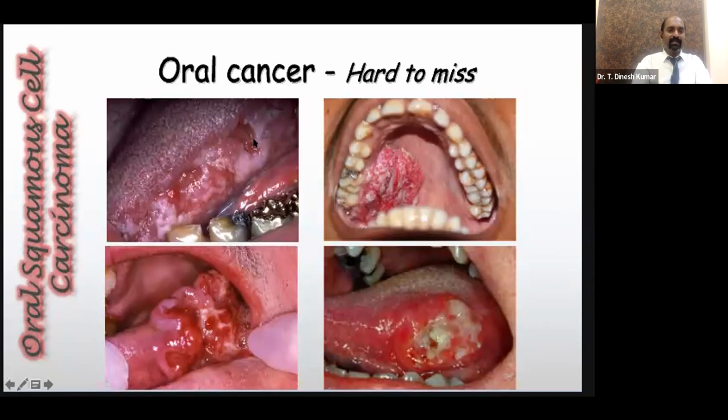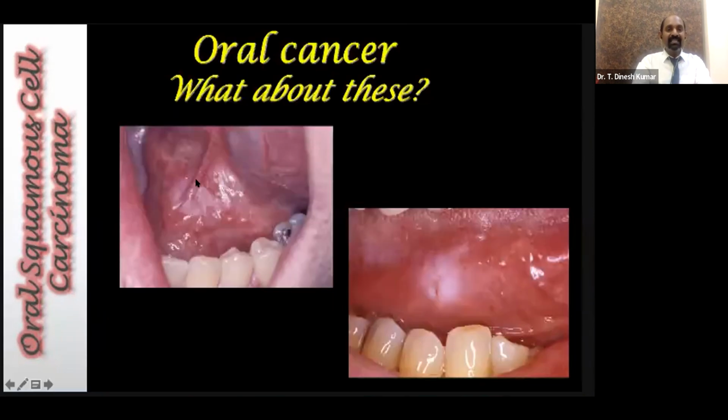Now these are some lesions which are very, very hard to miss. So these cannot be missed. If these are missed, then it's a blunder. But what about these lesions? These innocuous, innocent appearing lesions on the floor of the mouth and somewhere in the lateral border of the tongue, which are very, very easy to be missed. And mind you, these are not normal cases, these are cases which are proven to be oral squamous cell carcinomas later. So these are the ones which are actually the trouble givers.